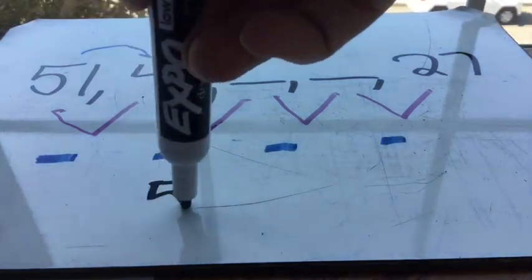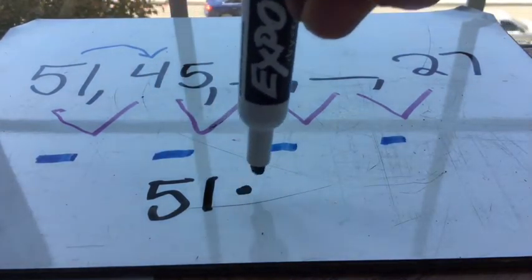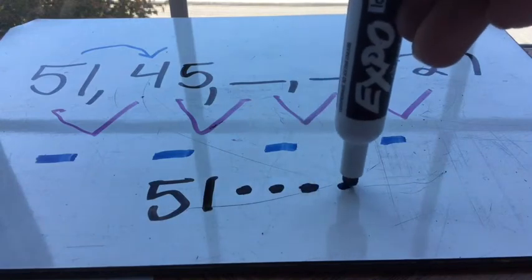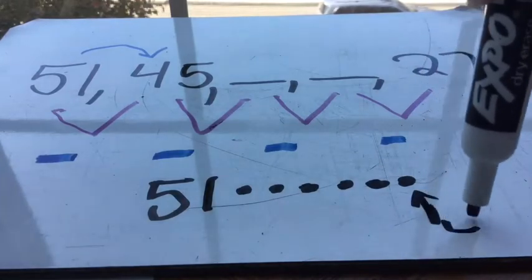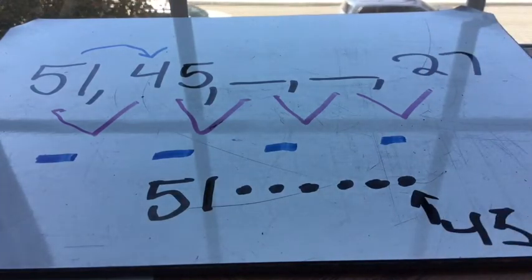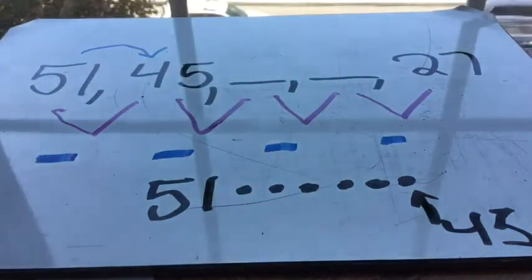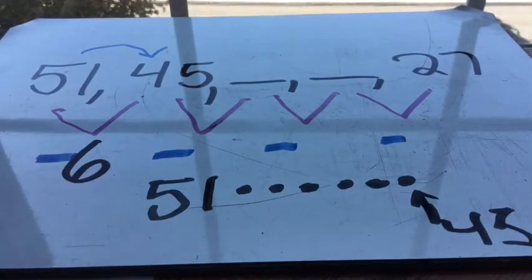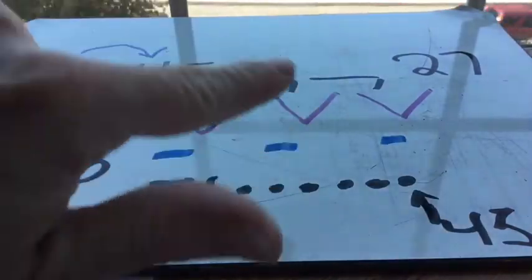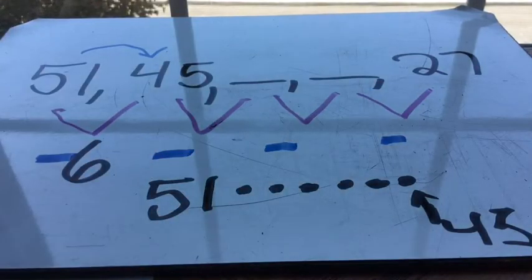I'm going to start at 51 and count back to 45. So 51, 50, 49, 48, 47, 46, 45. I need to know how many numbers it took to get from 51 to 45. Well, there's 1, 2, 3, 4, 5, 6. So I know my rule is take away 6. And if I check it with addition, I can go 45, 46, 47, 48, 49, 50, 51. So that was 6 fingers. Okay, so now I need to go minus 6.